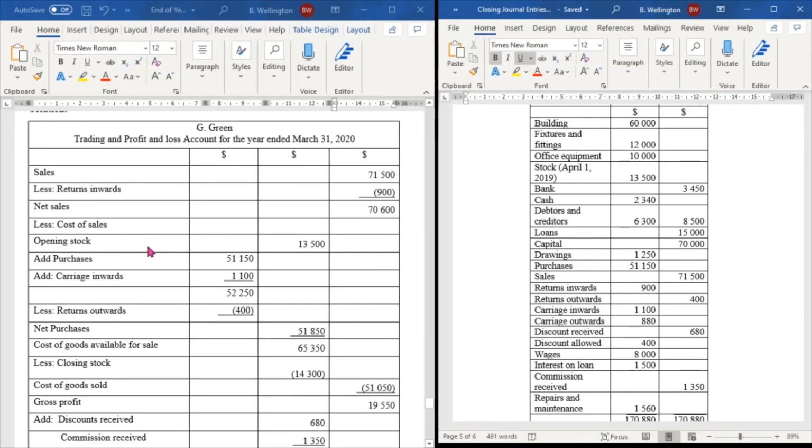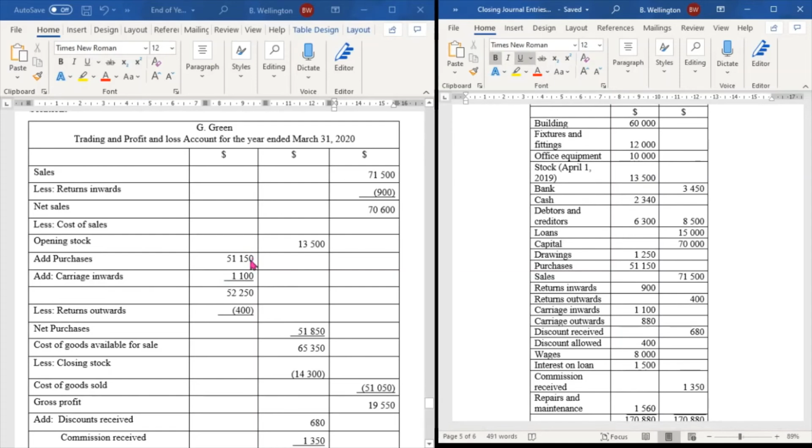To arrive at cost of sales, we're going to add your opening stock to your net purchases to arrive at the goods available for sale, and then subtract the closing stock from it. Okay, so we start off with our opening stock. Our opening stock was 13,500. There it is.